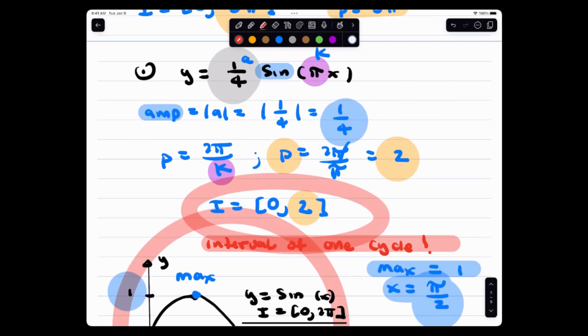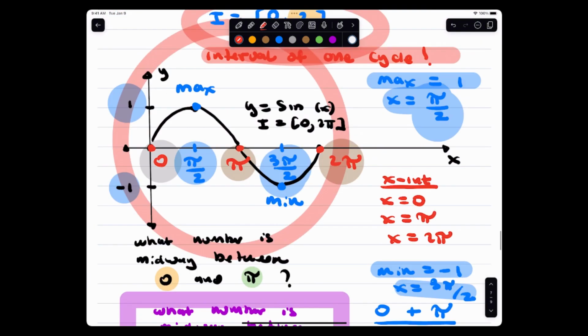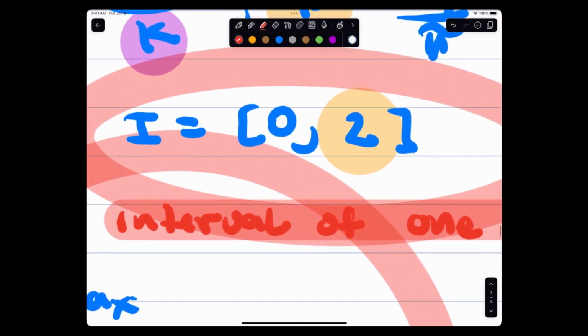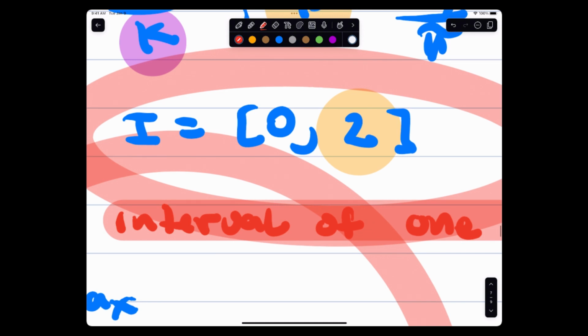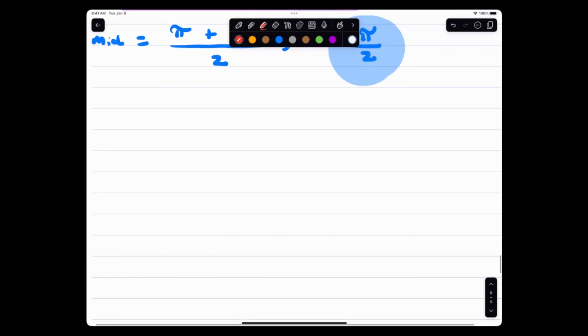So go back to the original question. You might say, what does all this information mean when I have to graph y equals 1/4 sine pi x? Well, okay. What's your interval of one cycle? What is it? 0 to what? To 2. Okay, so you're going to start with the interval of one cycle from 0 to 2.